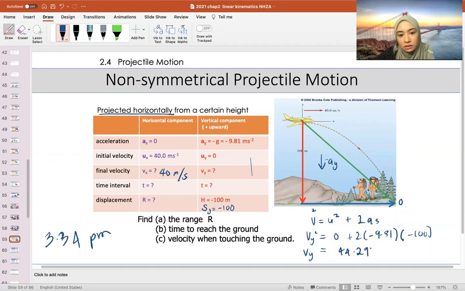So is my answer positive or negative? Is my answer positive or negative? 44.29. Okay, Ian is saying it's negative. What about everyone else? Afriza is saying positive. Afriza, can you tell me why it should be positive? Is it because of the equation? Try answering first.